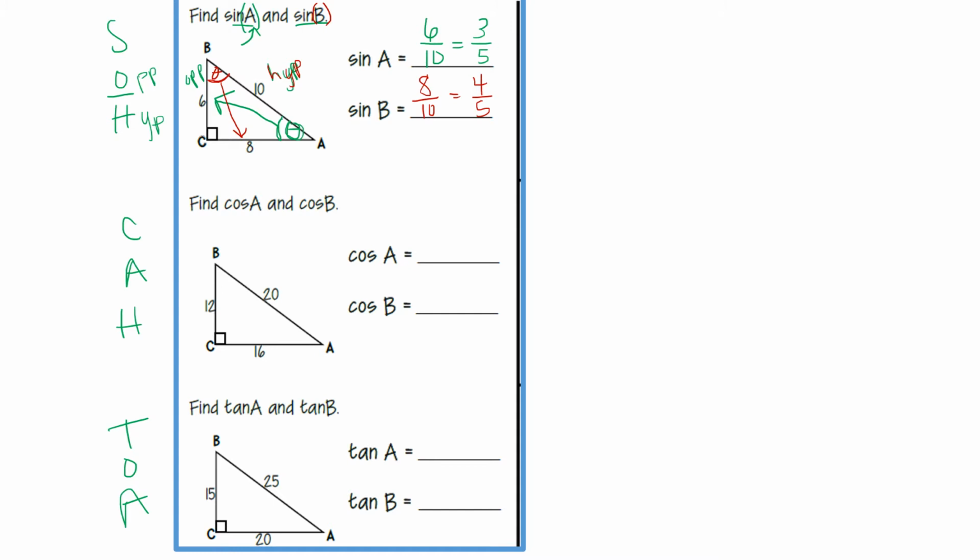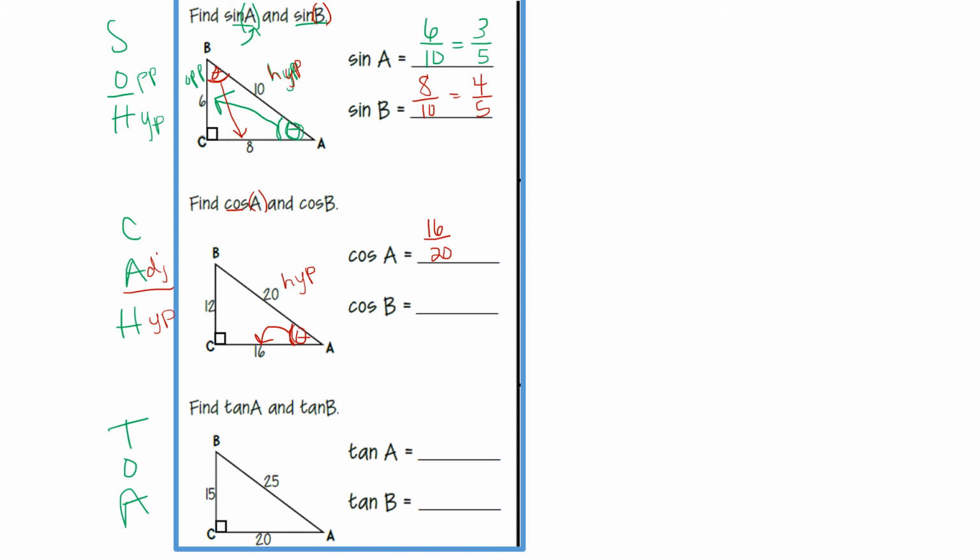As I go on to cosine then, okay, again, my reference angle is going to be A, so this is the angle I'm talking about. Now I'm talking about adjacent over hypotenuse. So adjacent, again, means touching. Before I can figure out my adjacent, I got to figure out my hypotenuse. Hypotenuse is always across from my 90. So the adjacent here for A looks like it's going to be 16. So again, I put 16, which is adjacent, over hypotenuse, which is 20.